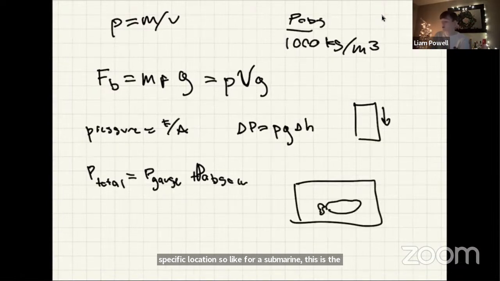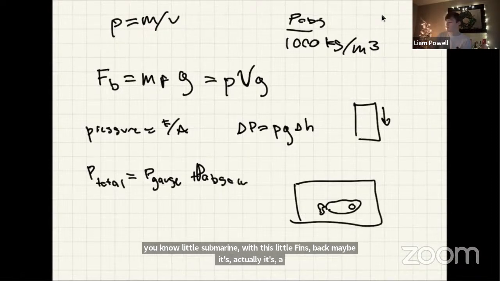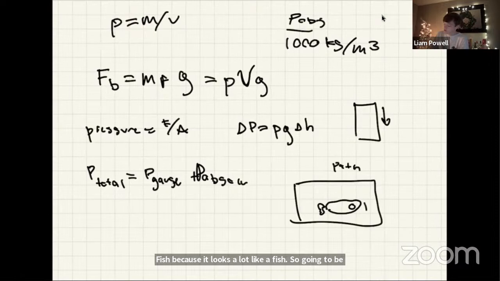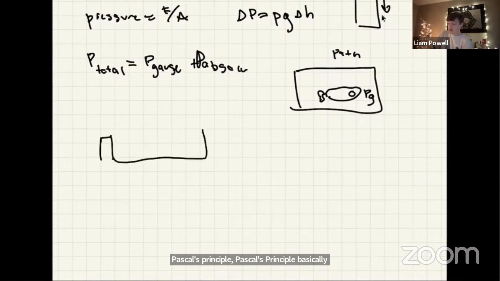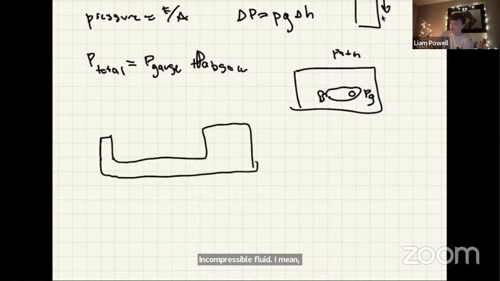Maybe it's a fish because it looks a lot like a fish. So it'd be the pressure from the atmosphere plus the pressure from the gauge down there. And then finally on to Pascal's principle. Pascal's principle basically says that the pressure of an area for an incompressible fluid, an incompressible fluid. So let's say the pressure here would need to be equal to the pressure outputted here.